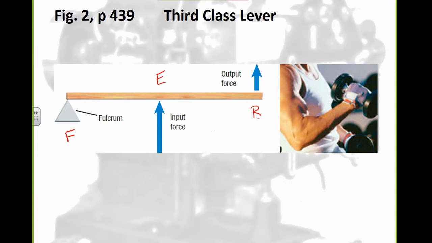Now again, remember I said this one's going to have a mechanical advantage that's less than 1. Okay, so mechanical advantage less than 1. And why in the world would this be a good thing for us?